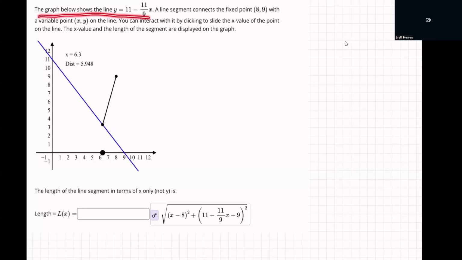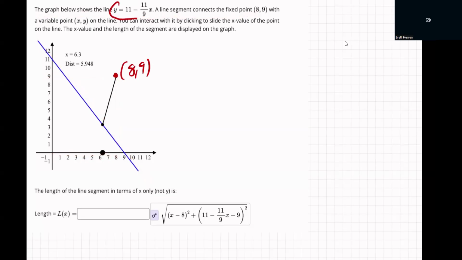The graph below shows the line y equals 11 minus 11 ninths x, that line right there. A line segment connects the fixed point 8, 9. This is the point over 8, up 9. See it there? Over 8, up 9, right here, this point right there.